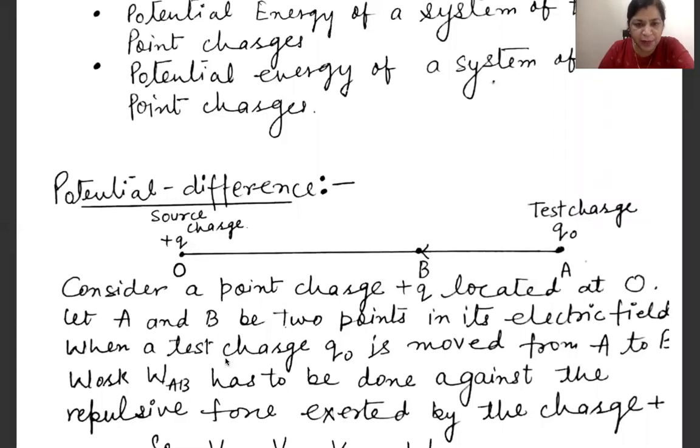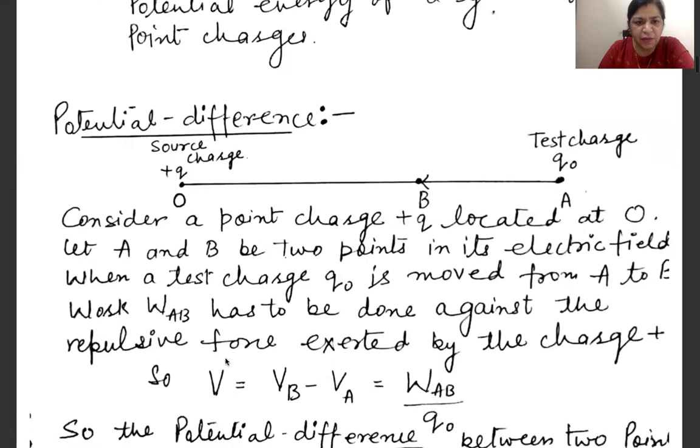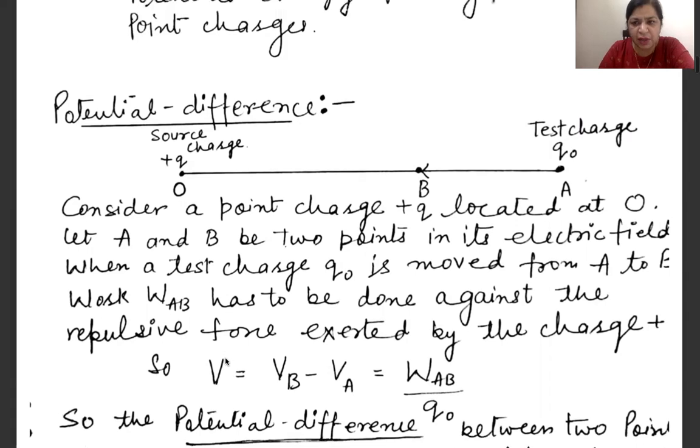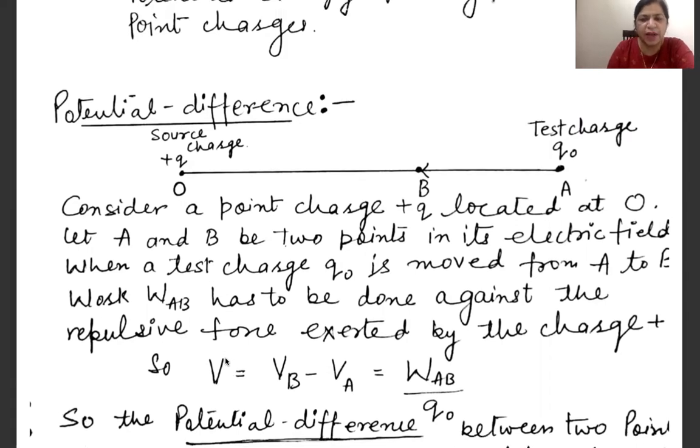So potential difference, as the name indicates, must be the difference in potential between the 2 points. As you can see in the figure, we have the 2 points A and B, and if we are to find the potential difference between them, see, this plus Q is the source charge and Q naught is the test charge. Consider a point charge plus Q, or you can say the source charge, located at O. Let A and B be the 2 points in its electric field.